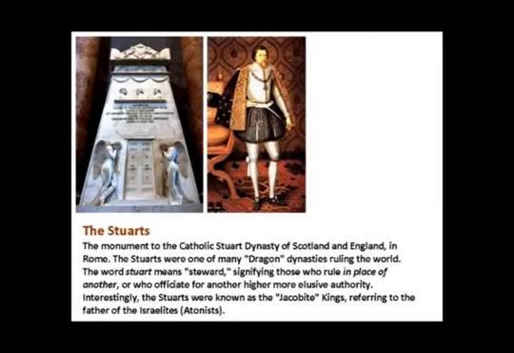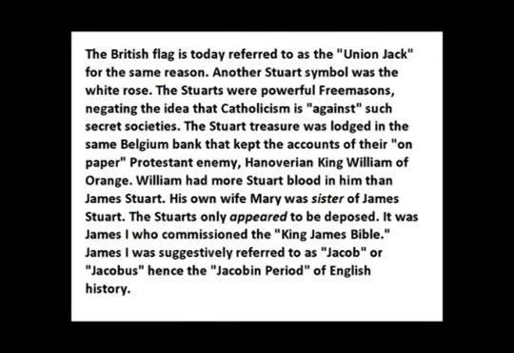The monuments to the Catholic Stuart dynasty of Scotland and England is in Rome. The Stuarts were one of the many dragon dynasties ruling the world. The word Stuart means steward, signifying those who rule in place of another, or who officiate for another higher and more elusive authority. Interestingly, the Stuarts were known as the Jacobite kings, this of course refers to the father of the Israelites, Jacob. The father of the Israelites, the father of the Atonists. The British flag is today referred to as the Union Jack for the same reason.